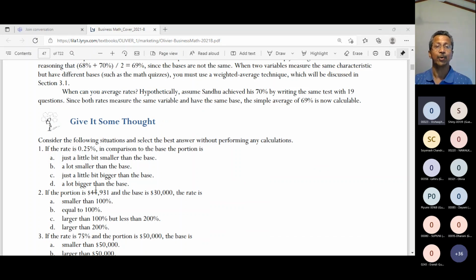B, a lot smaller than the base. C, just a little bit bigger than the base. D, a lot bigger than the base. So, do you understand the question?